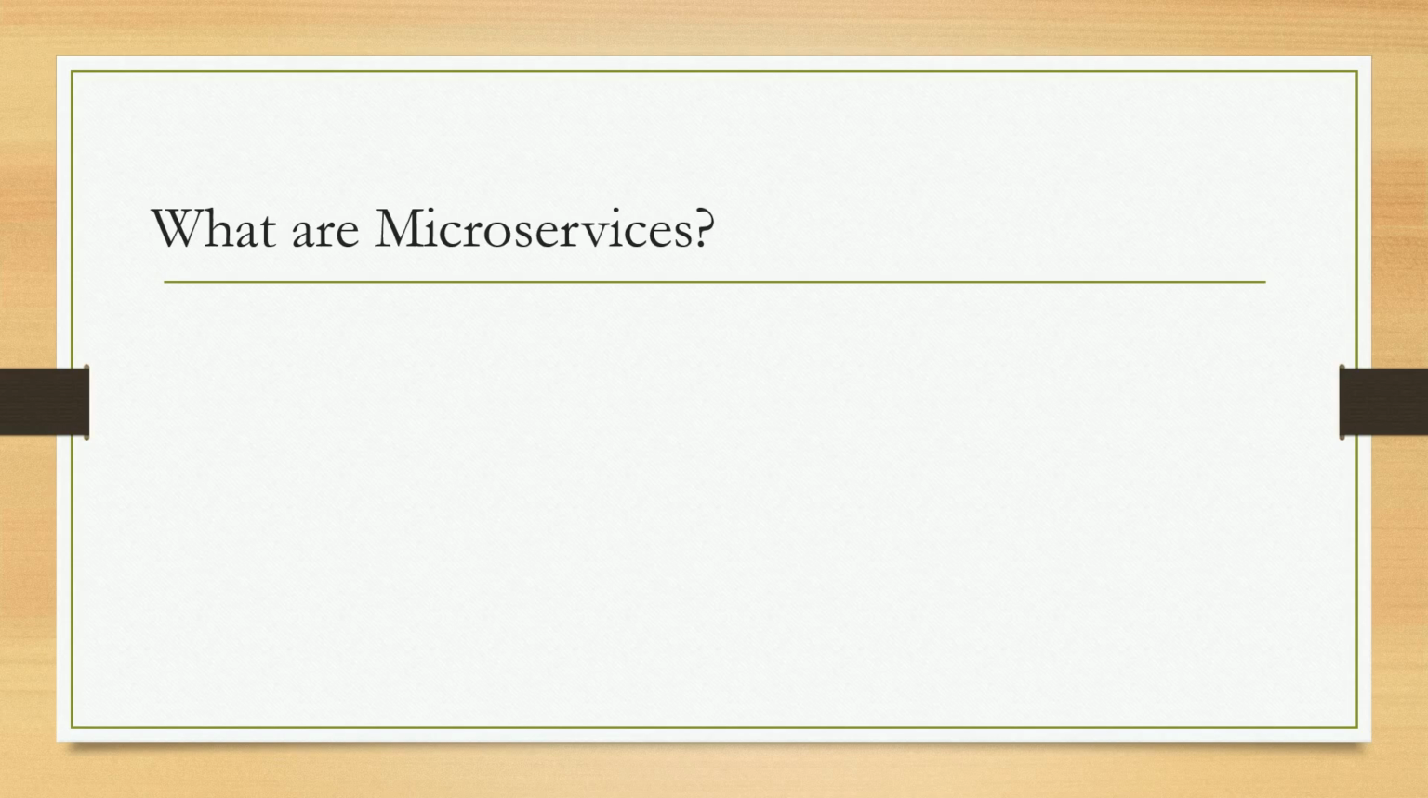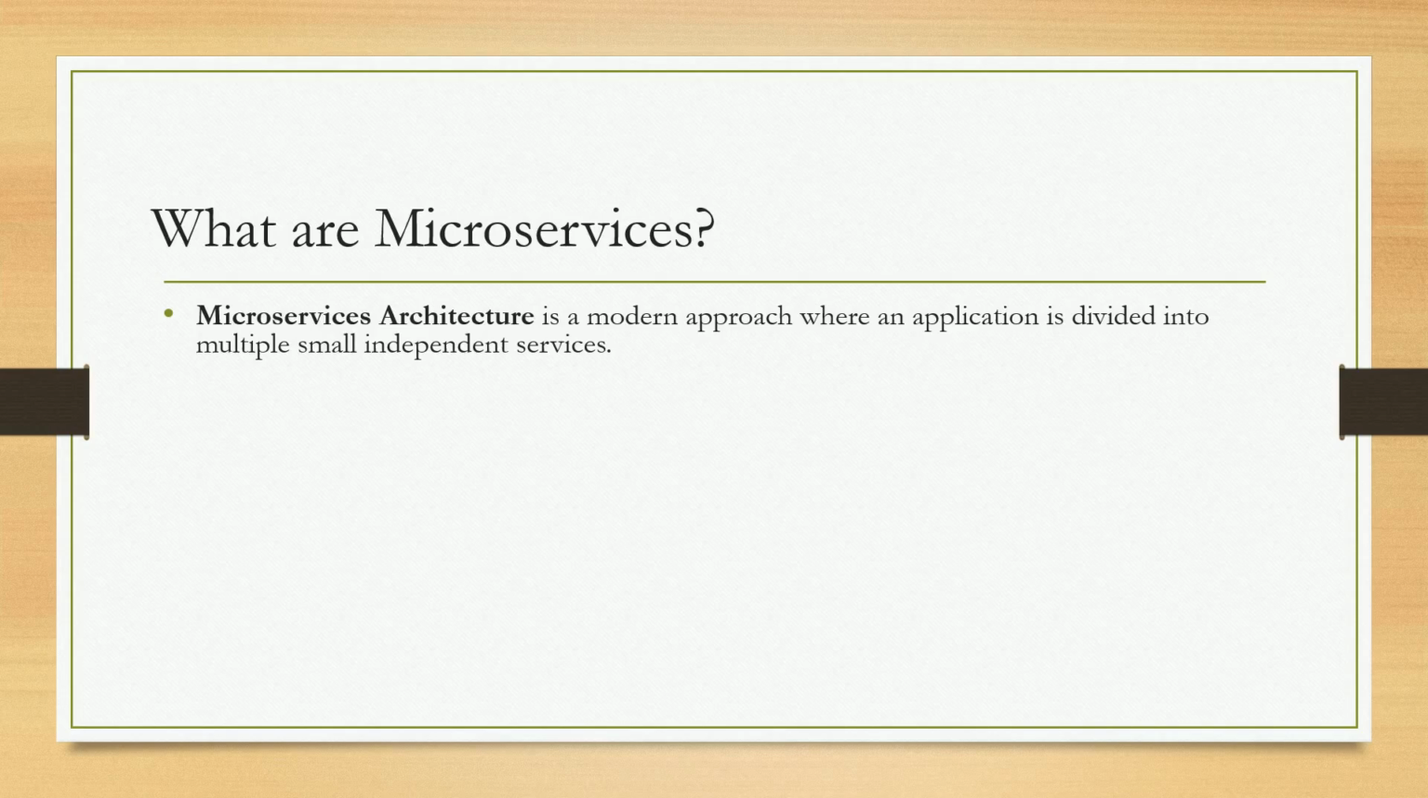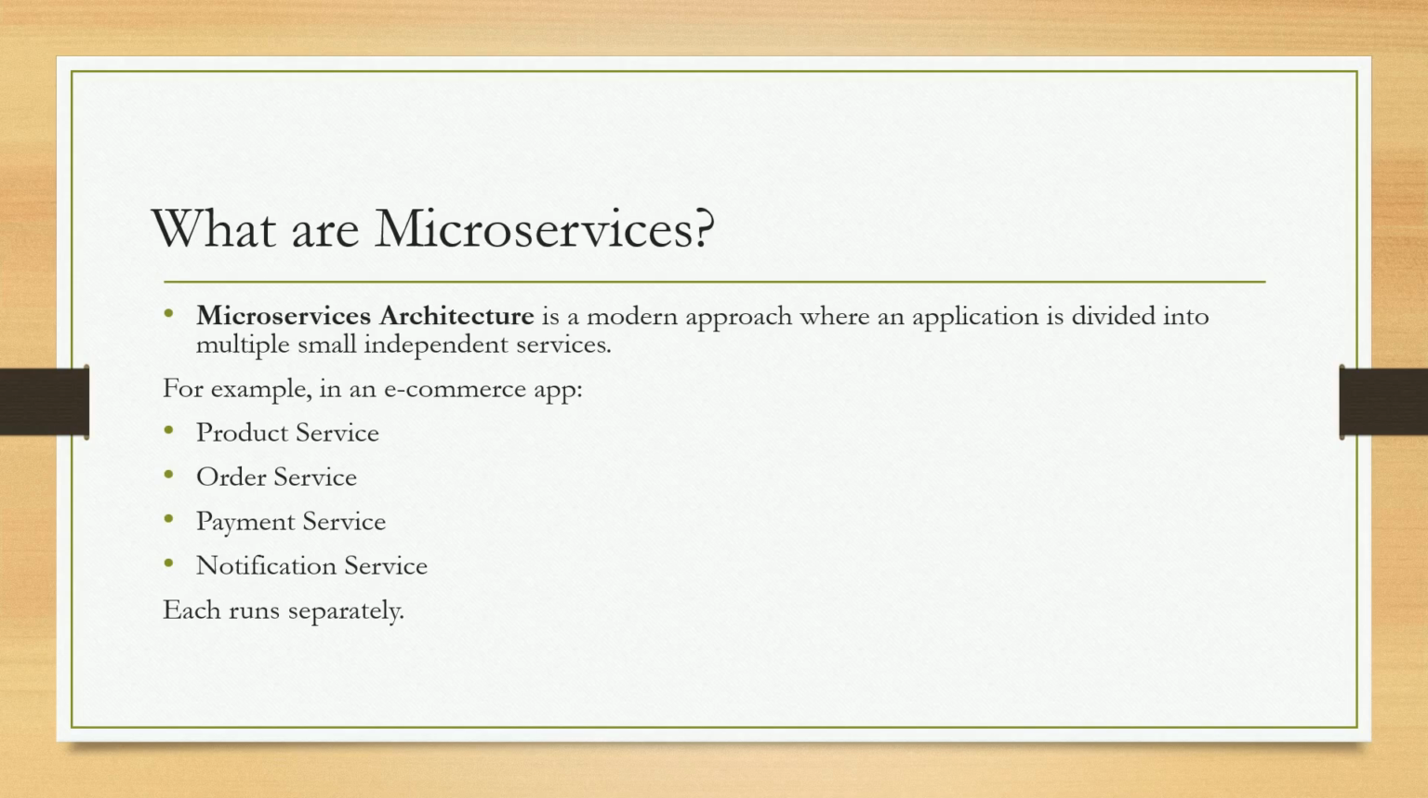Then let's see what microservices are. Microservices architecture is a modern approach where an application is divided into multiple smaller independent services. Each service handles one specific business function, has its own logic, can have its own database, and can be deployed independently. For example, in an e-commerce application, product service, order service, payment service, notification service, each runs separately. These services communicate using REST APIs, messaging systems, and even event brokers like RabbitMQ or Apache Kafka.